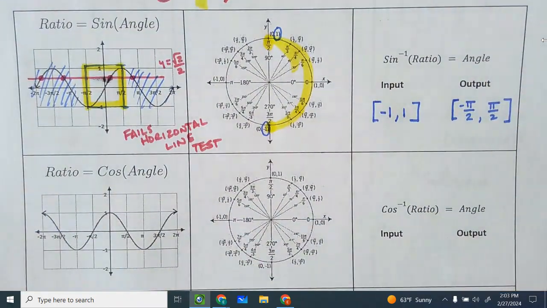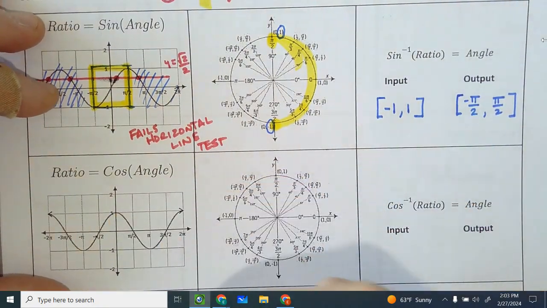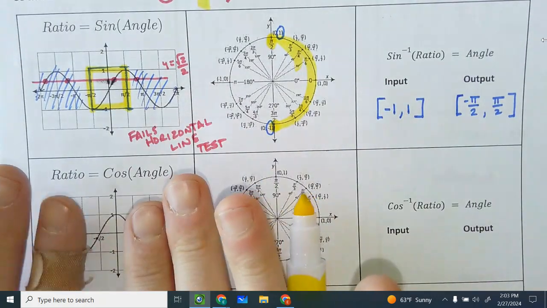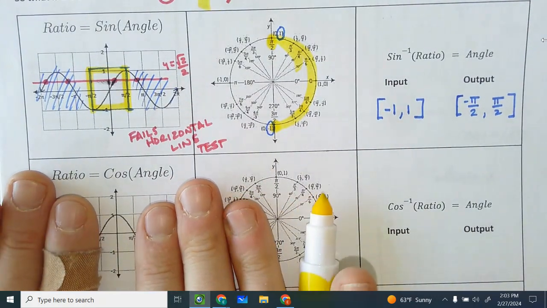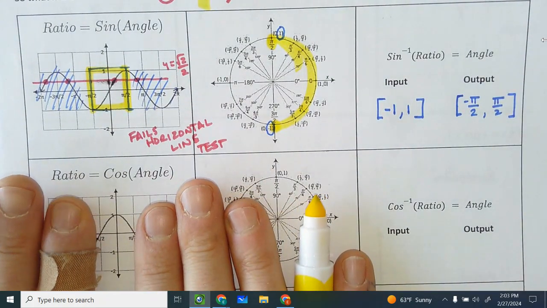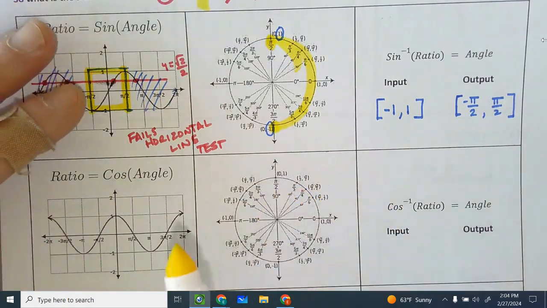Okay. So there's sine. For cosine, we have to pick a different interval. Here's the cosine graph. See how if I picked from negative pi over 2 to pi over 2, look at that region between my fingers there. See how that would fail the horizontal line test. So we have to pick a different region.